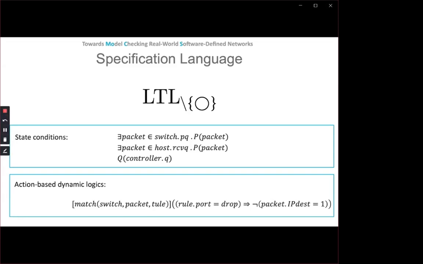In order to be able to express that a condition holds when a certain event has happened, which cannot be read off directly from the state valuation, we extend the LTL state-based logic with action-based dynamic logic. For example, the property that a packet destined to the server with IP1 should never be dropped can be expressed in dynamic logic by the dual modal construct shown at the bottom of this slide.